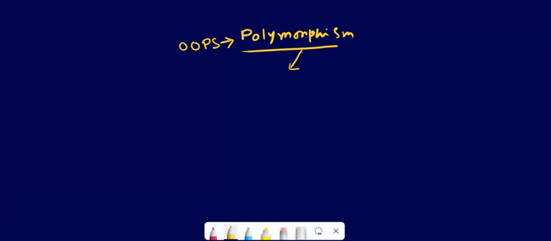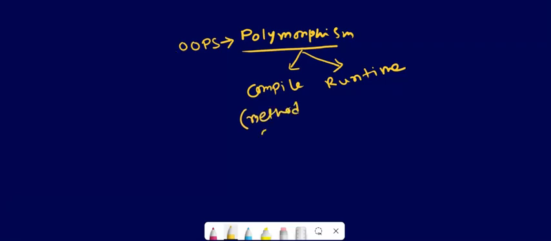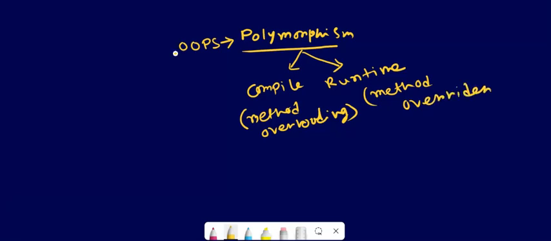There are two types of polymorphism. That is compile time polymorphism, okay, and another is run time polymorphism. Compile time polymorphism is achieved with method overloading, okay, and runtime polymorphism is achieved with method overriding, okay. So this is the first concept.